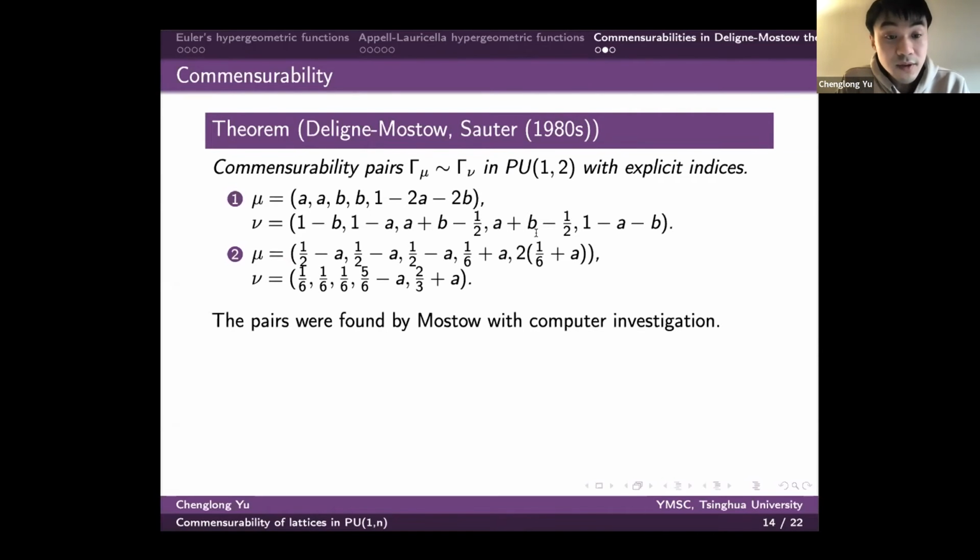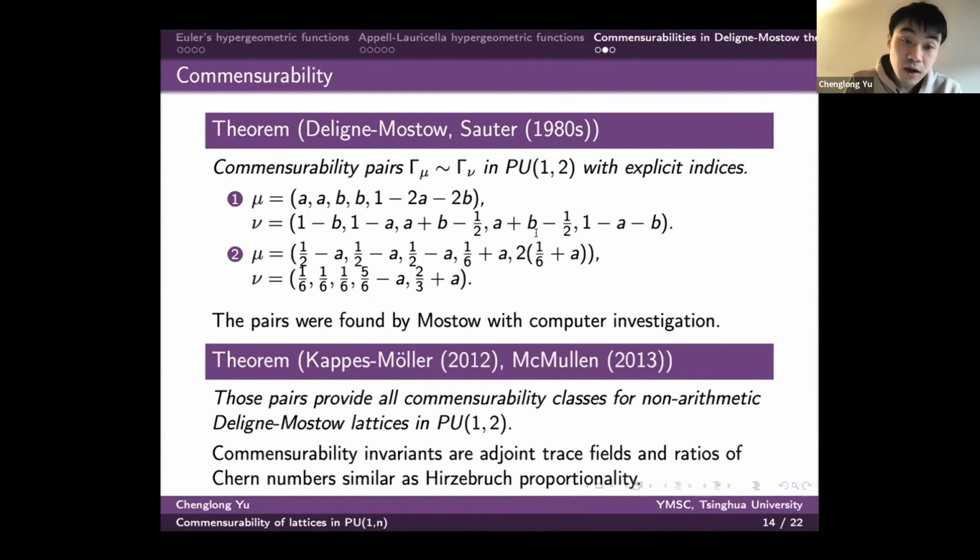Their result is given by these two lists. You have the freedom to choose the parameters A and B in both lists. Actually, their result is not only for discrete lattices, it also holds for non-discrete ones. So how did they find these numbers? Those pairs were found by Mostow with computer investigation of fundamental domains of those groups. He found many examples, and then concluded that there may be a general pattern using those parameters.